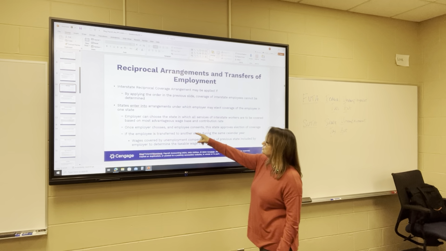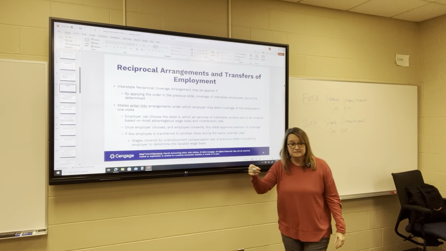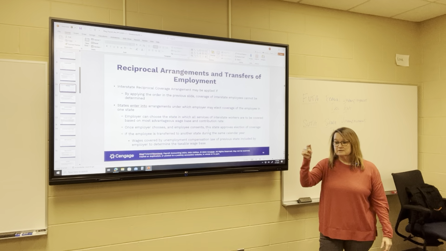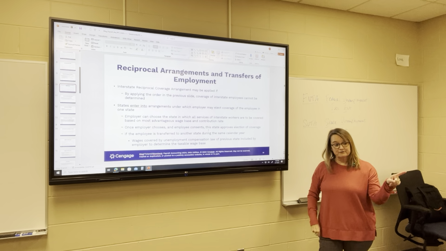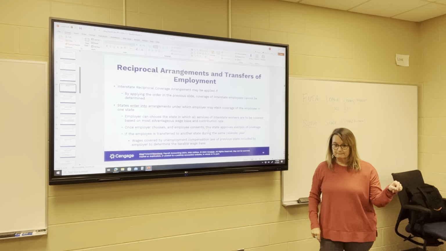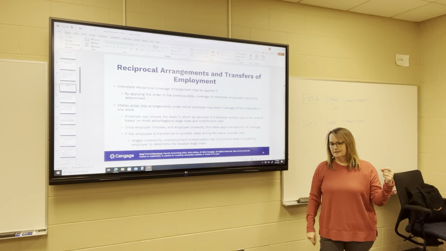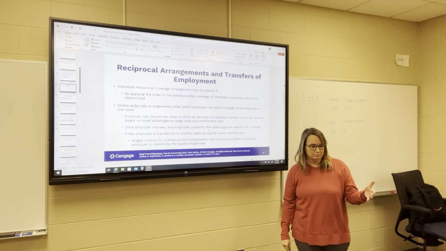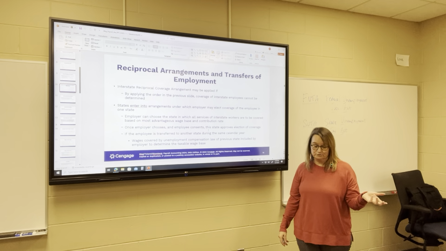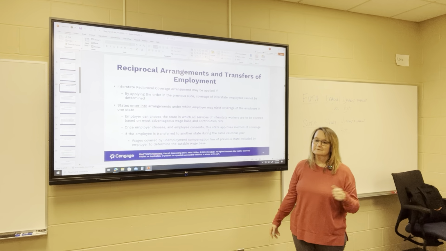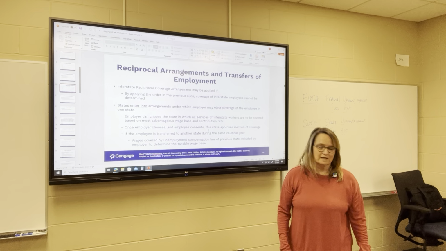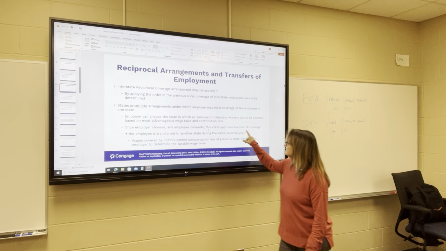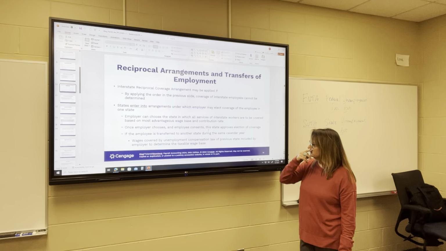Once the employer chooses, the employee also has to consent because the employee is now going to be subject to the benefit restrictions in that state also. So they have to be comfortable with that. Of course, with an employee-employer relationship, oftentimes employees will feel compelled to just agree with their employer because if the alternative is, oh, well, George, we'll find somebody else who will agree to that, then you'd be like, okay, fine. The employee consents, the state approves the election of coverage.